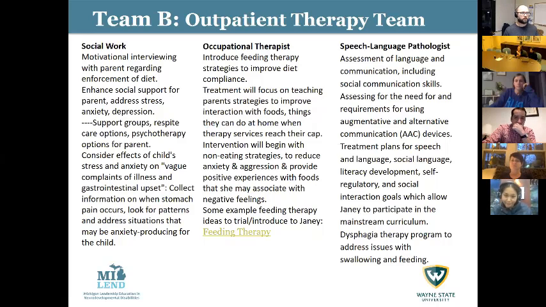So next, I'm the occupational therapist. The biggest thing for the OT that we would be addressing would be working on some feeding therapy strategies to improve that diet compliance. So teaching parents strategies to improve interactions with foods, starting with probably some non-eating strategies so that she can just have positive interactions with those foods, reduce the anxiety and aggression around that whole experience, and then work towards improving that diet compliance and improving her comfort and that sensory piece of her diet.